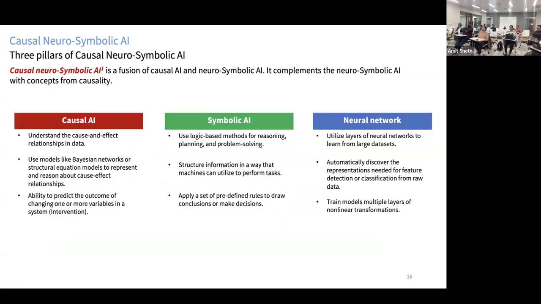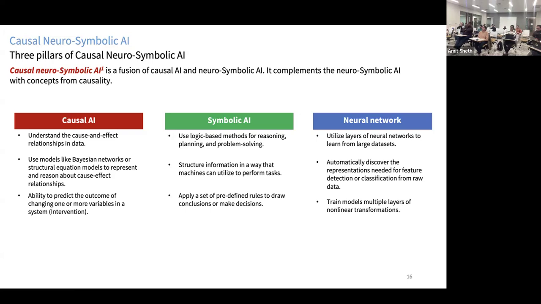Why do we want to do that? So causal AI can help us understand the cause and effect in the data. Symbolic AI uses logic-based methods, which are good for planning, problem solving, or reasoning. Neural networks use their capabilities to learn from large amounts of data or to learn patterns. Causal AI uses models like Bayesian networks and structural equation models to represent these relationships.